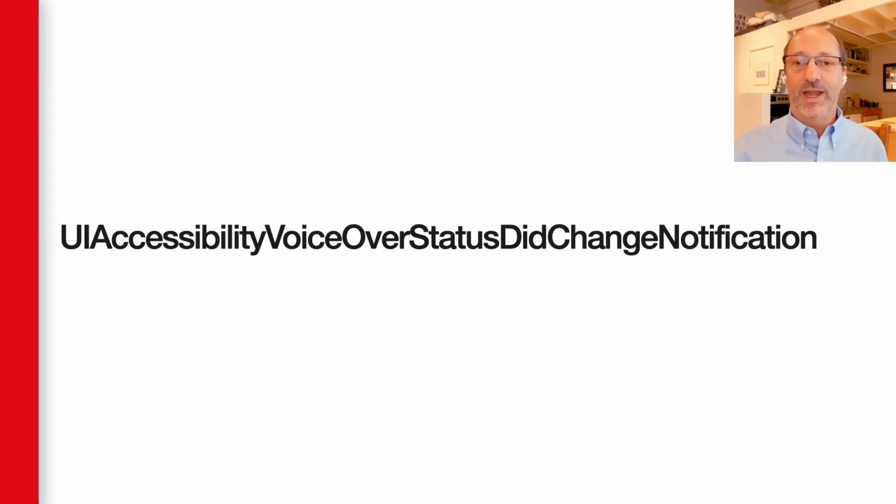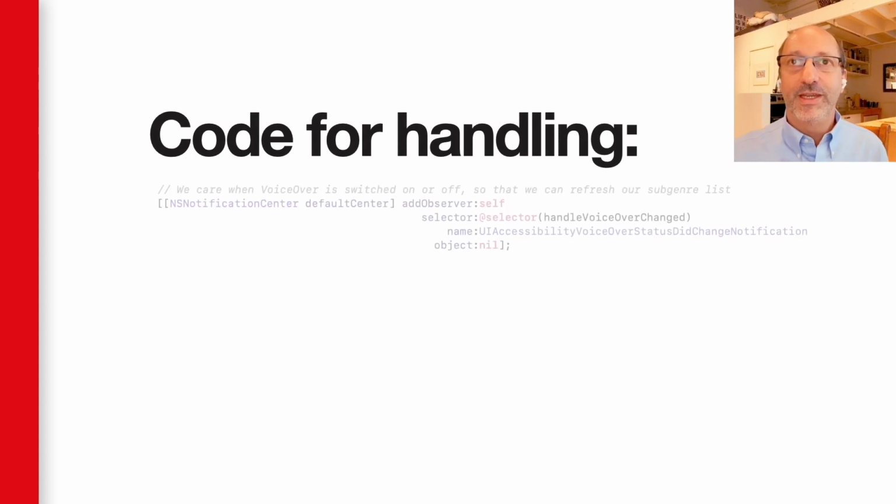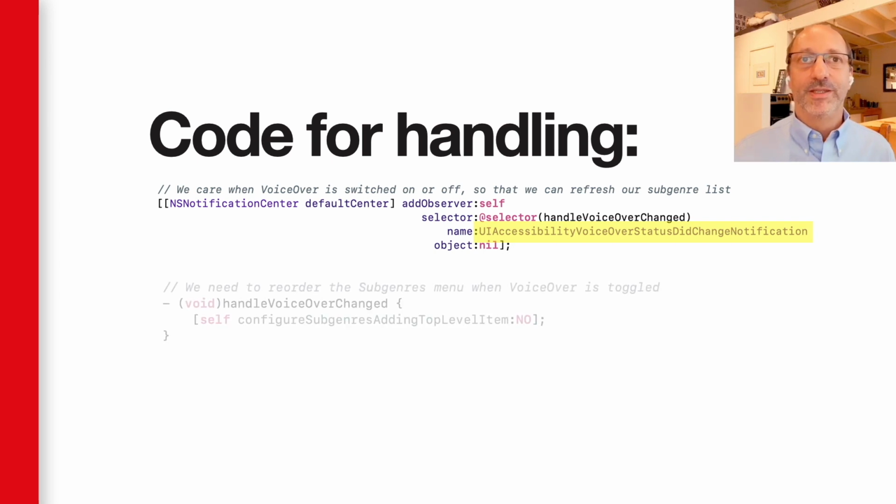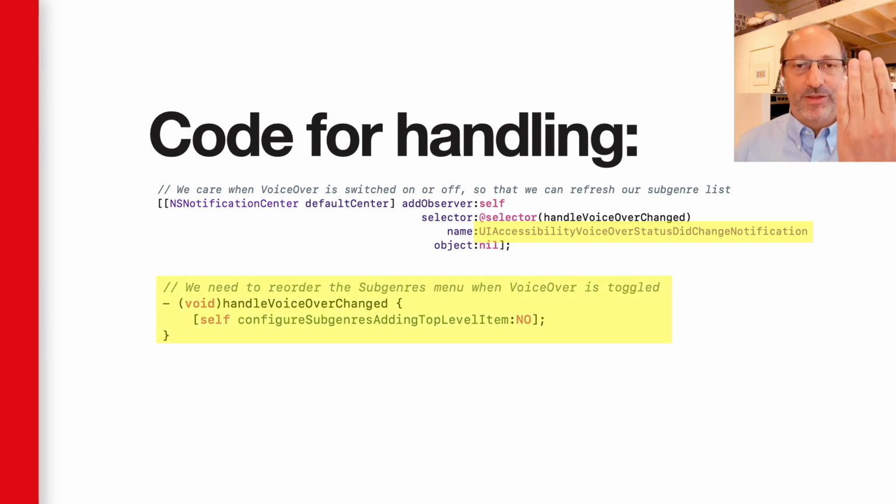So let's write some code for handling that. What you see here is that we're going to add ourselves as an observer for a particular notification name, and then we will invoke our method that we have here. Let's say you had the genre menu already up on screen or about to go on screen, but somebody said, okay, I'm going to turn on VoiceOver. Well, in this case, we can say we now need to change something a little bit. So that notification allows you to handle things in the appropriate manner.